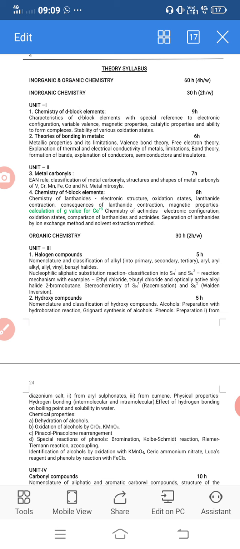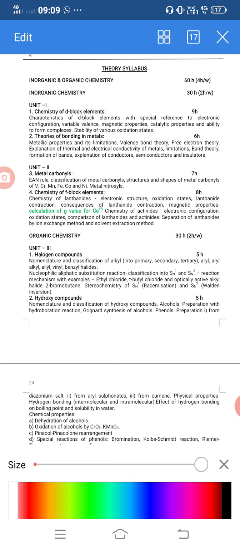After another class I will finish the overall syllabus outline. Next, first we will start with inorganic chemistry, because inorganic chemistry is the easiest topic compared with organic chemistry. So we will start with the easiest topic, the chemistry of D block elements. Later we will go for organic chemistry.